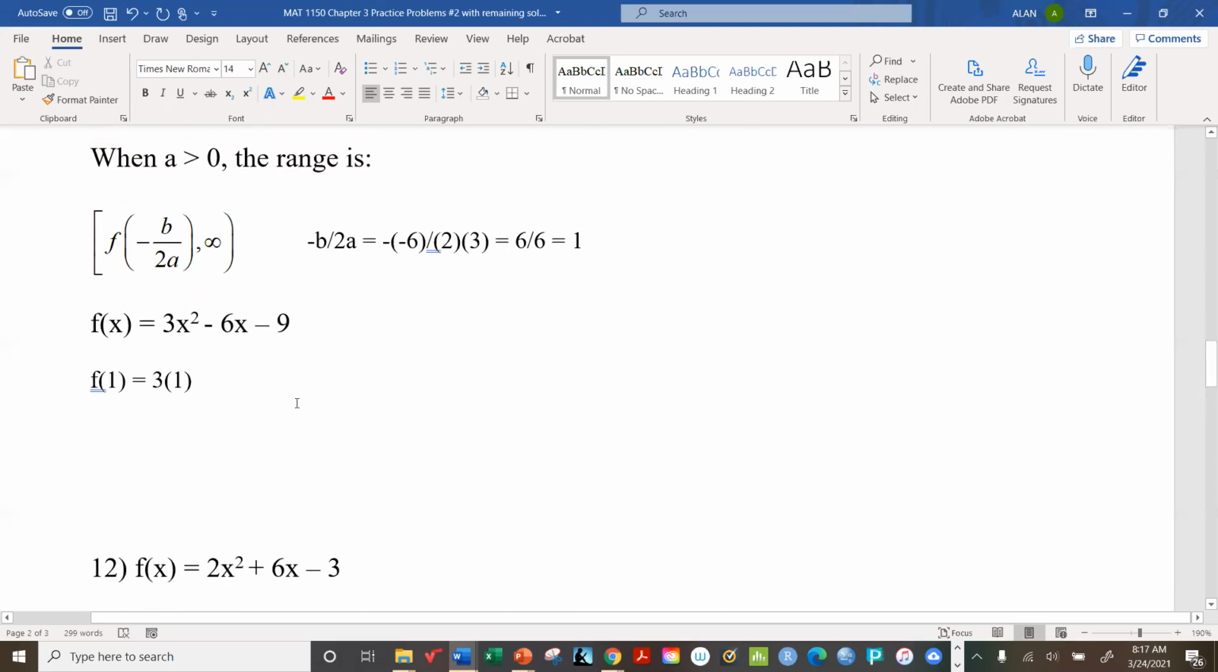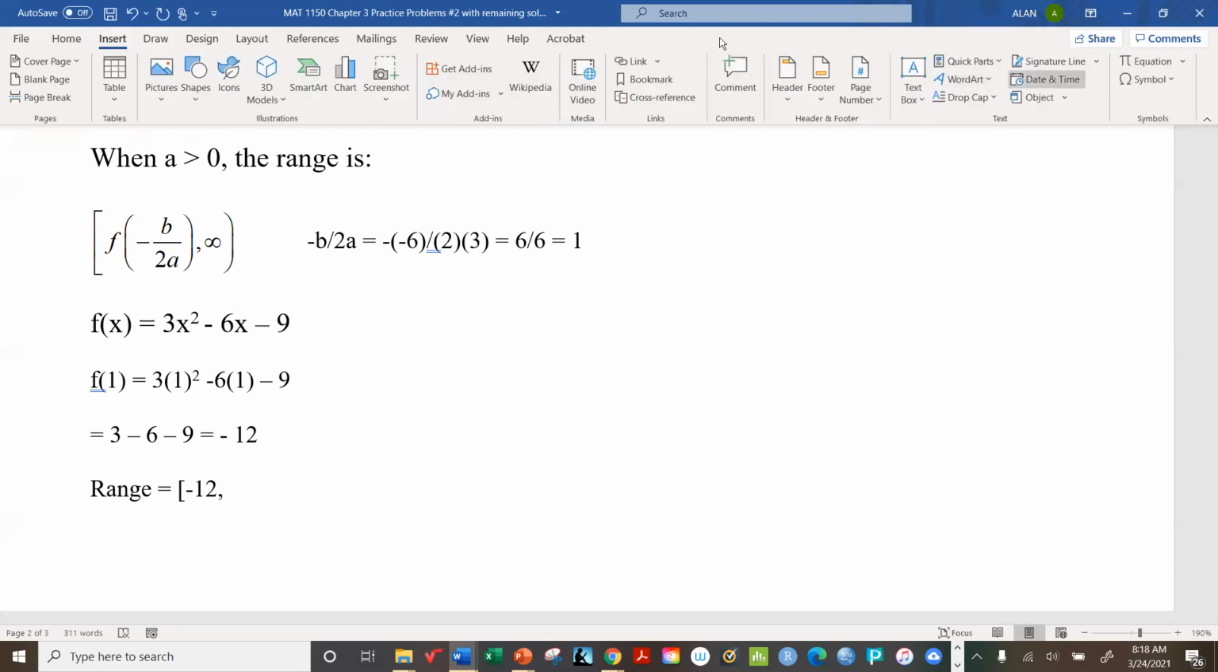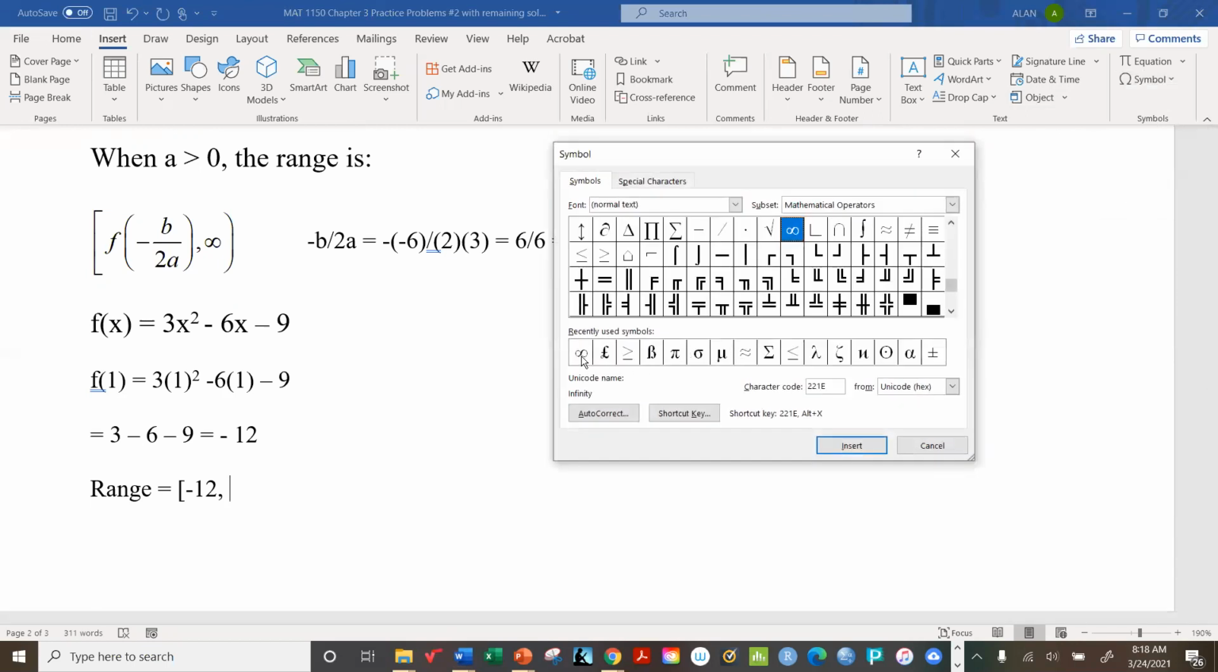All right, so we're still in the middle of this one. 3 times 1 squared minus 6 times 1 minus 9 equals 3 minus 6 minus 9, which is minus 12. So what that means is that the range is everything from negative 12 up to positive infinity. Let's get that infinity in there.